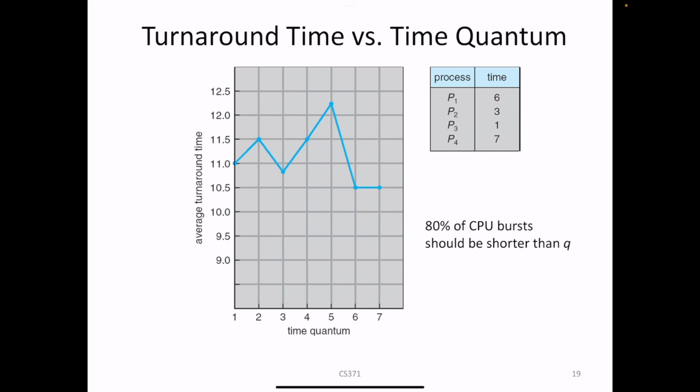For example, when we set the time quantum as 6, processes P1, P2, and P3 can all finish their execution within one time quantum. It can reduce the average turnaround time because the number of context switches can be reduced. As a rule of thumb, normally we choose the time quantum so that 80% of CPU burst times should be shorter than the time quantum.